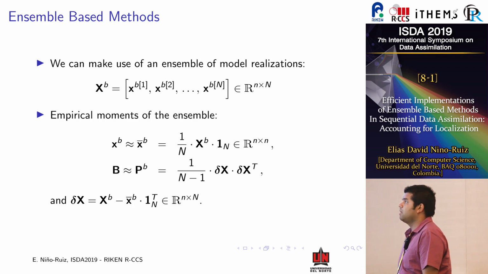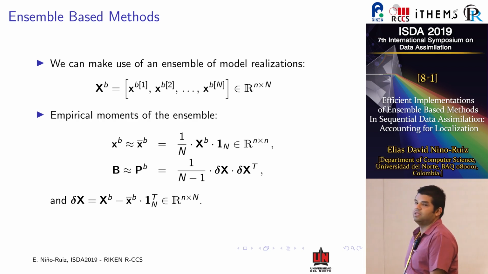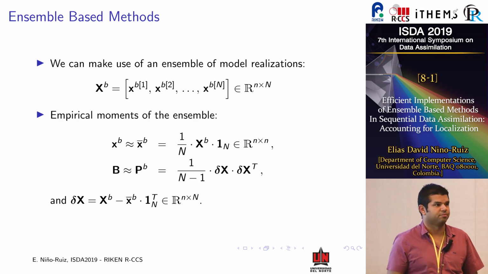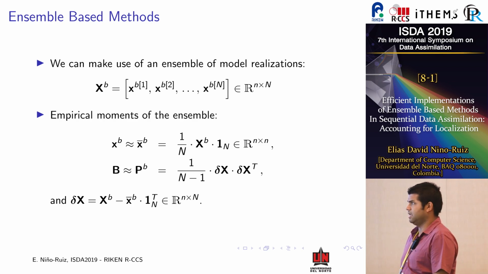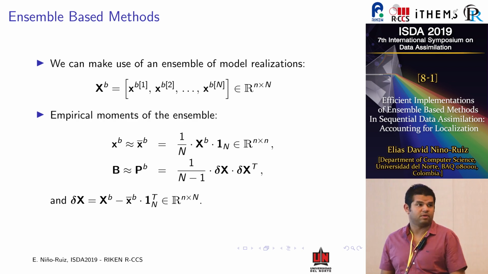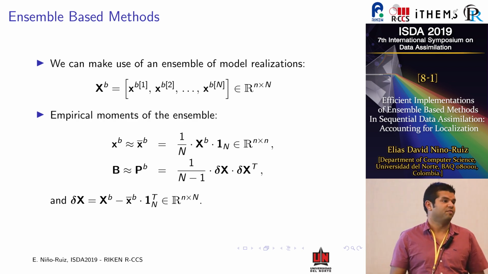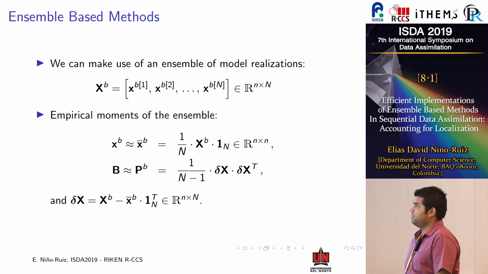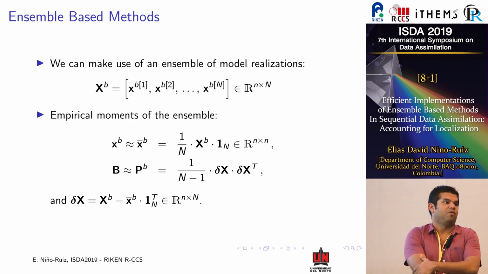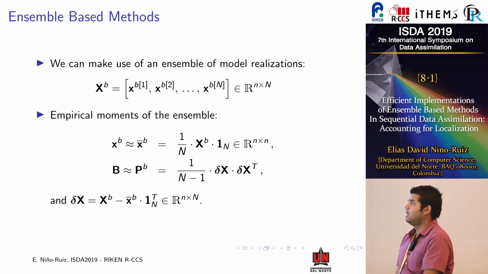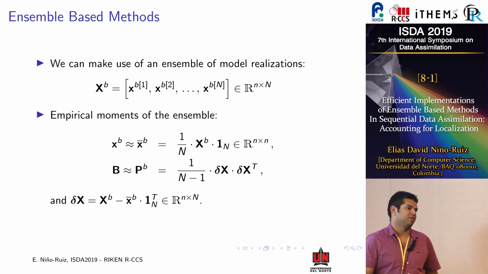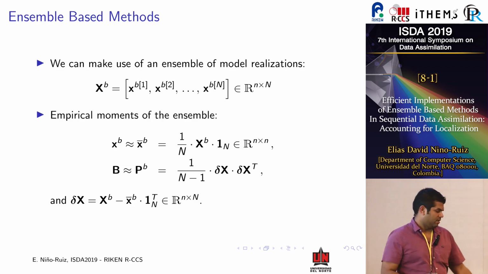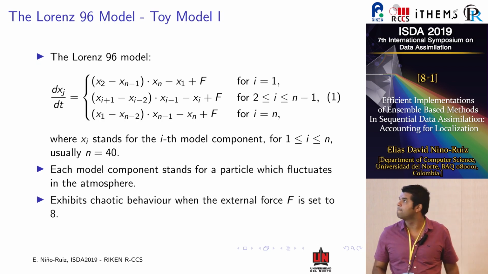Then we make use of the empirical moments of the ensemble in order to estimate the moments of the background error distribution. So in this case, the ensemble mean will be our estimator of the background state, while the ensemble covariance matrix will be our estimate of the background error covariance matrix. Here, delta x will be the matrix of member deviations, nothing but subtracting the ensemble mean from each ensemble member.